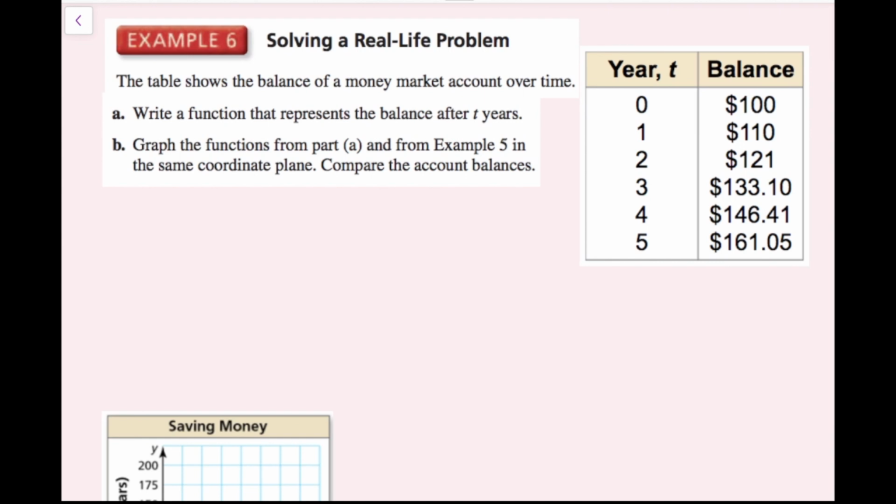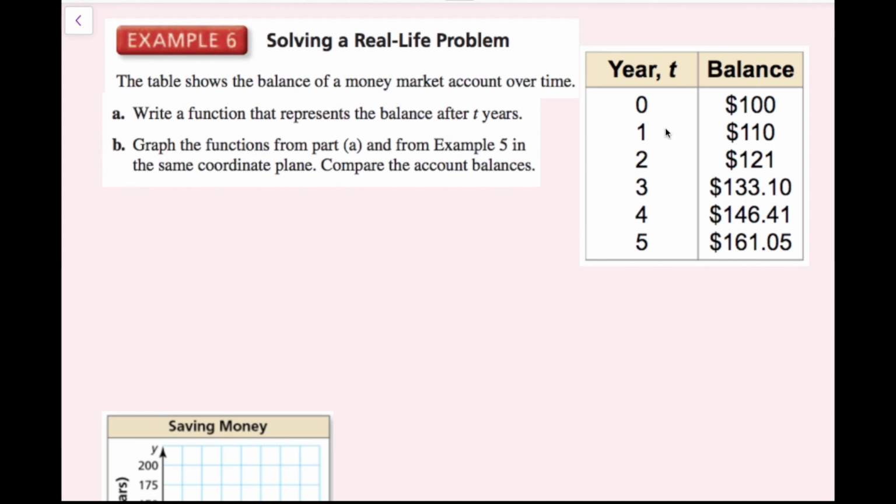For example 6, the table shows the balance of a money market account over time. Part A, write a function that represents the balance after t years. And then part B, we're going to graph the functions from part A and from example 5 in the same coordinate plane. Compare the account balances.